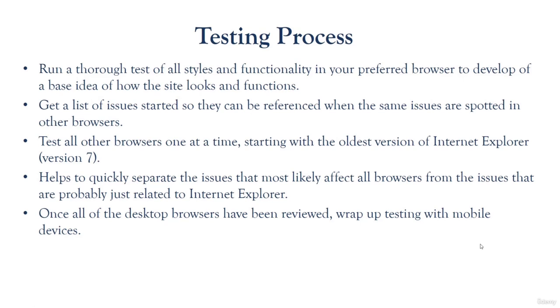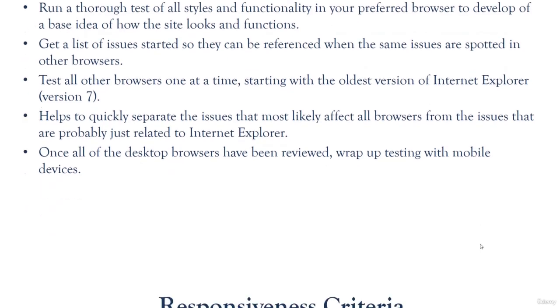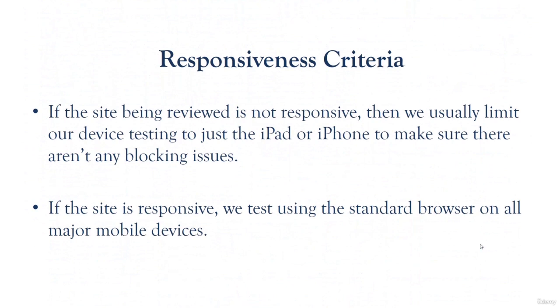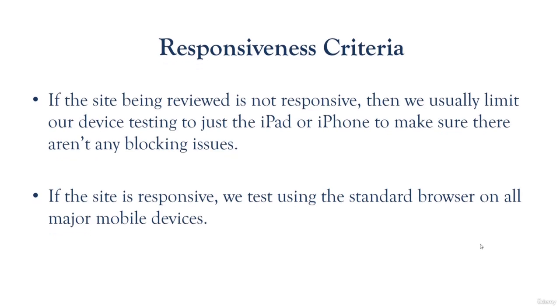This helps to quickly separate the issues that most likely affect the browser from the issues that are probably just related to Internet Explorer. Once all the desktop browsers have been reviewed, wrap up the testing with mobile devices. Then you need to do the responsive criteria if the site being reviewed is not responsive, which I already told you in the previous slides. We usually limit our device testing to just iPad or iPhone to make sure these are not creating any blocking issue. If the site is responsive, we test using the standard browser on all the major mobiles.